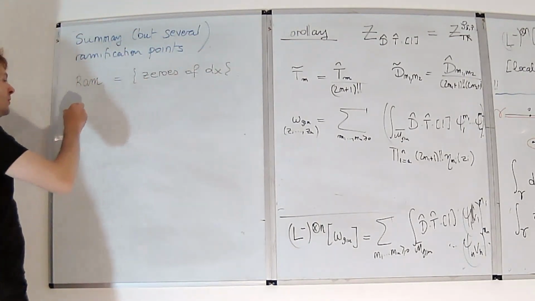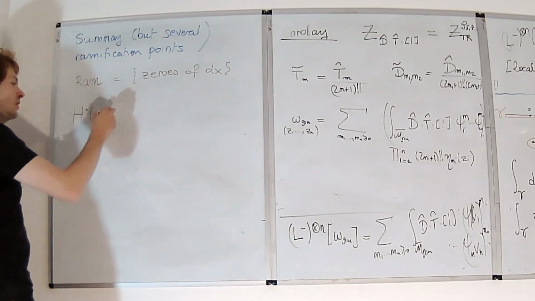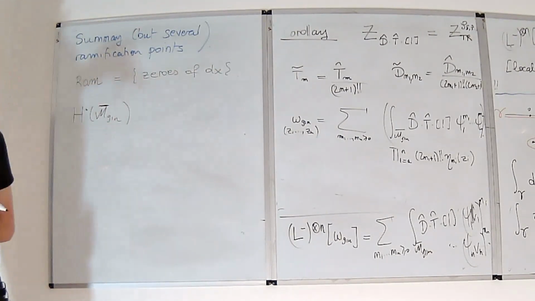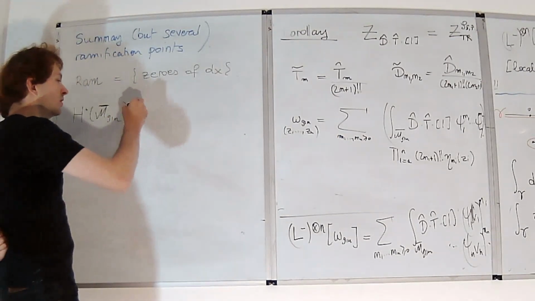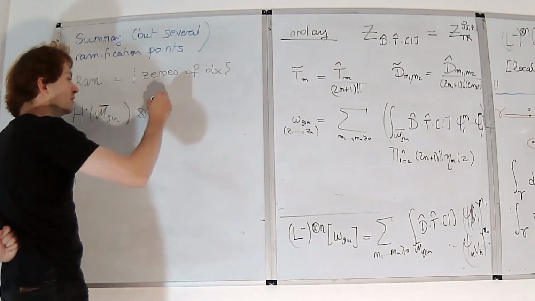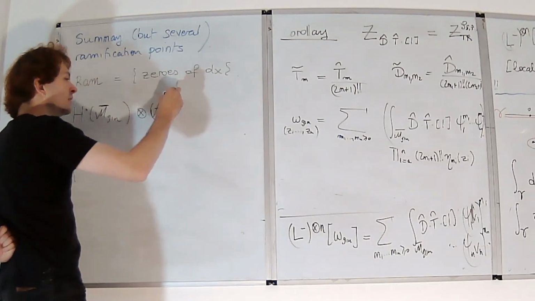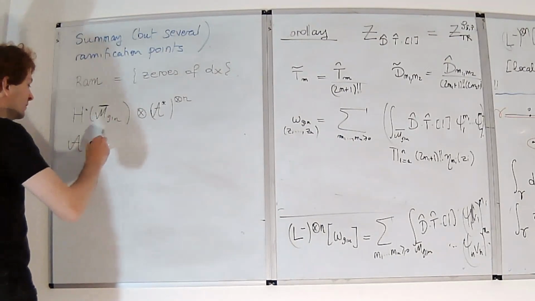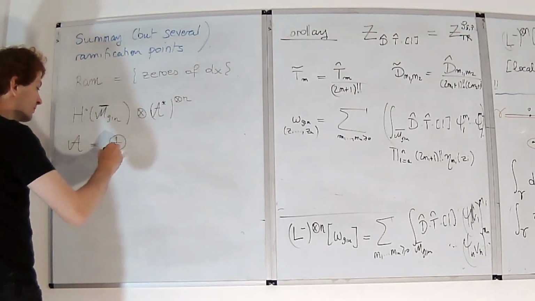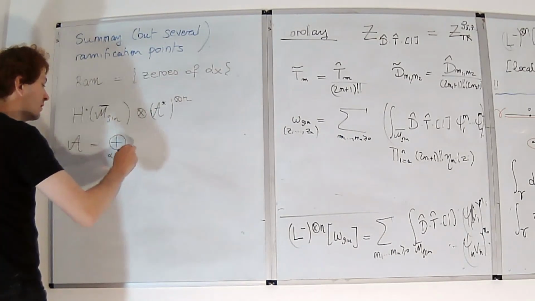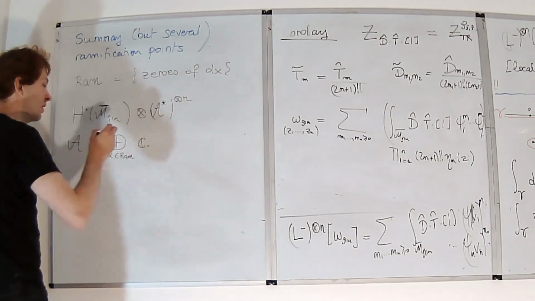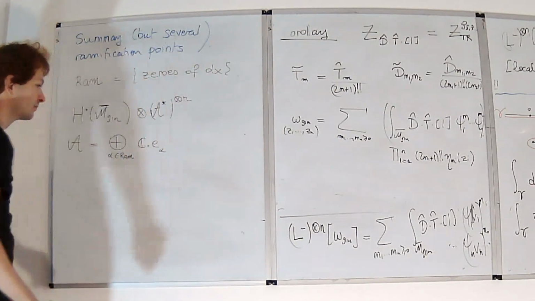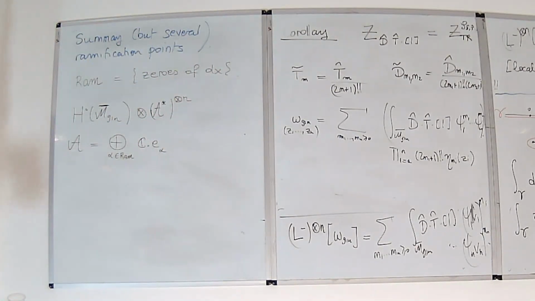And instead of considering this algebra, we want to decorate it a little bit by A star tensor n, and A is the vector space with basis vectors indexed by the ramification points. So nothing more than that.